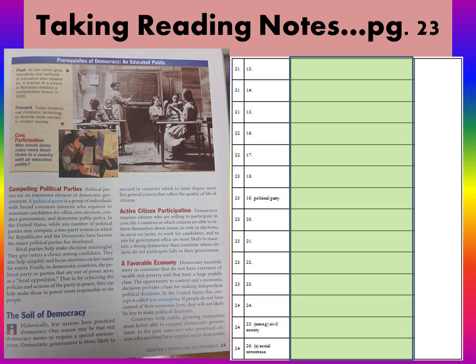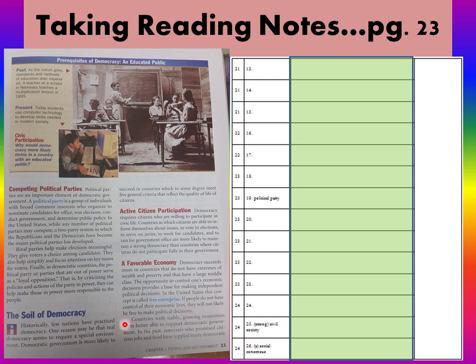Alright, next we are looking at number 20. You guys should have written here, the soil of democracy. I'm going to start reading here and we'll see what we find. Soil, I'm thinking here, means the growth of democracy. Where does it come from? But we'll see. Historically, few nations have practiced democracy. One reason may be that real democracy seems to require a special environment. That environment's the soil, so let's keep reading.